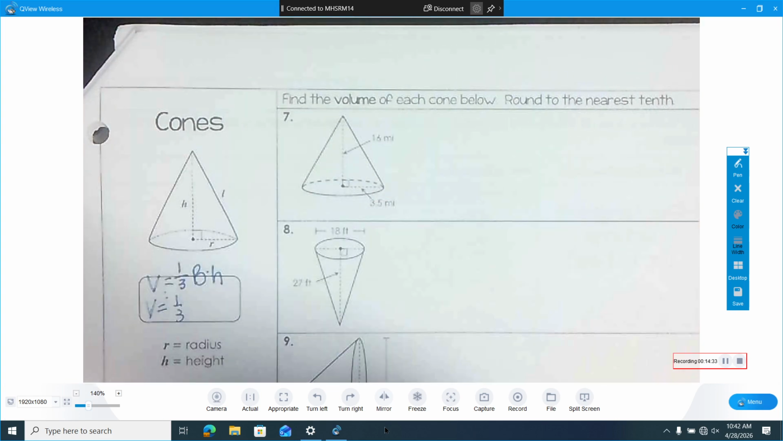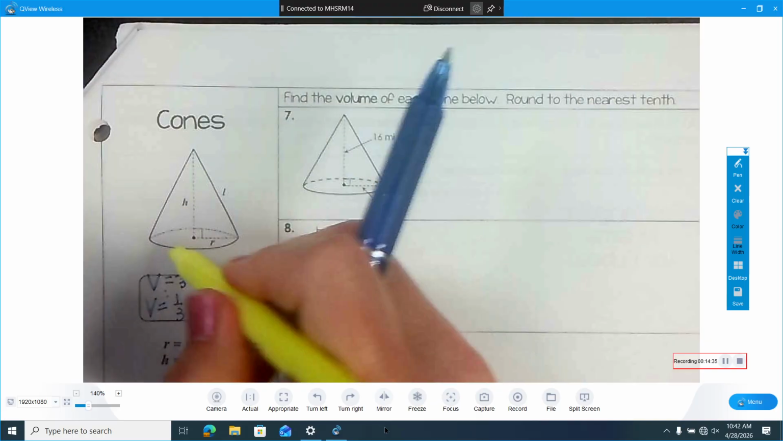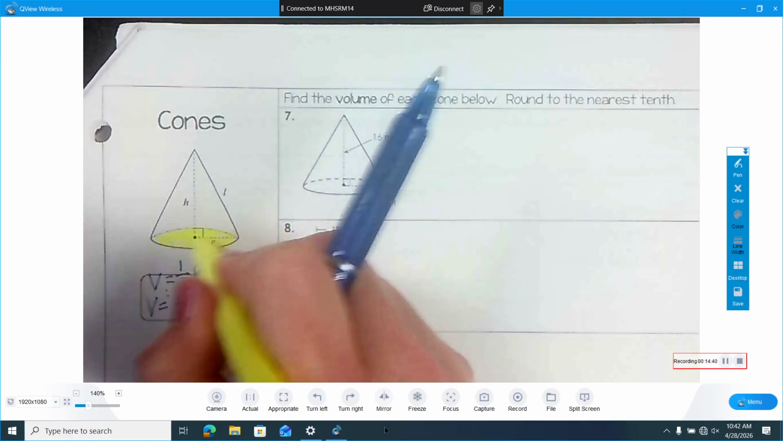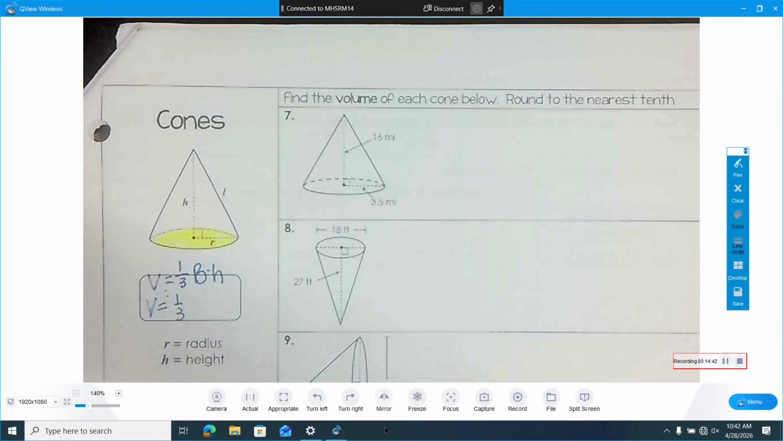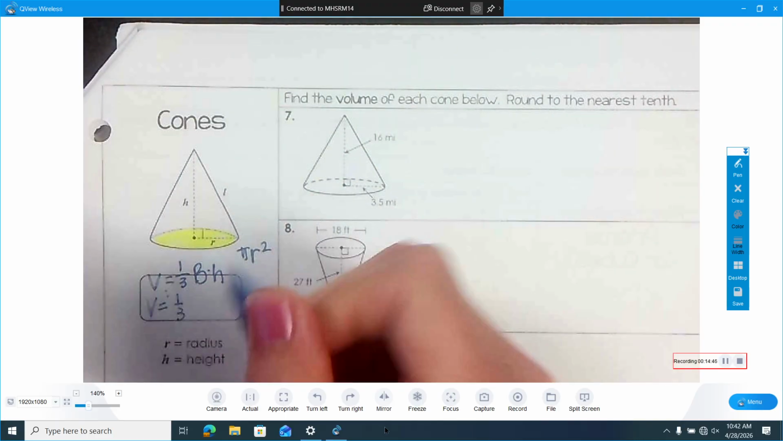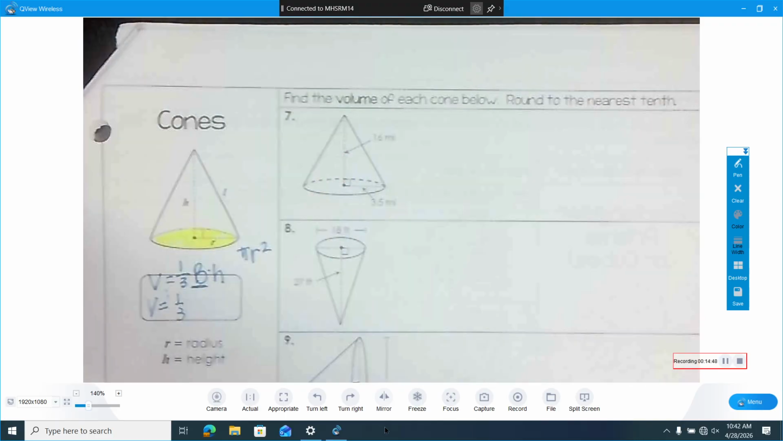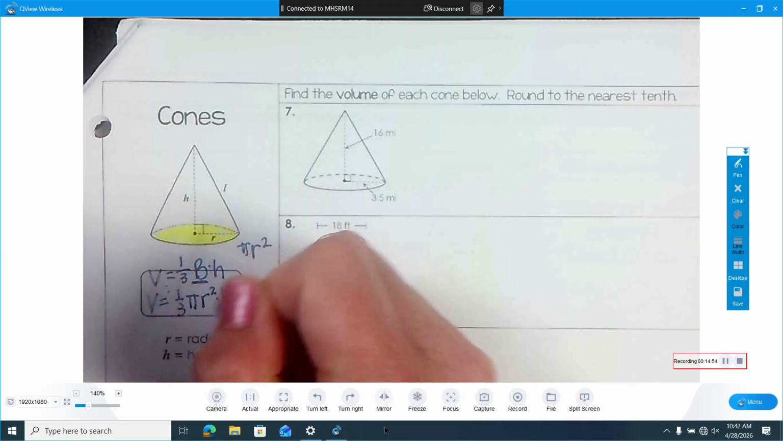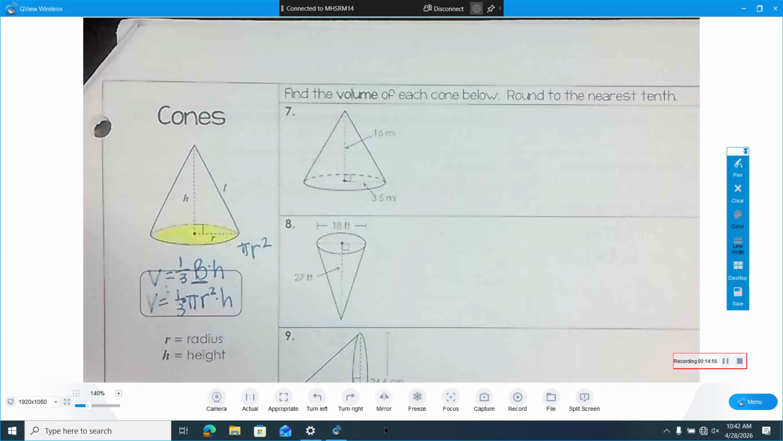What's the area of our base when we have a cone? It's a circle, so how do we find the area of the circle? Pi times radius squared. So instead of just having to figure out B every time, we're just going to use the formula pi times radius squared times the height. So there we go, 1/3 pi r squared h.